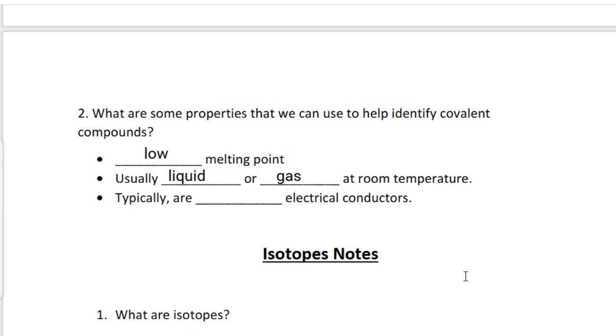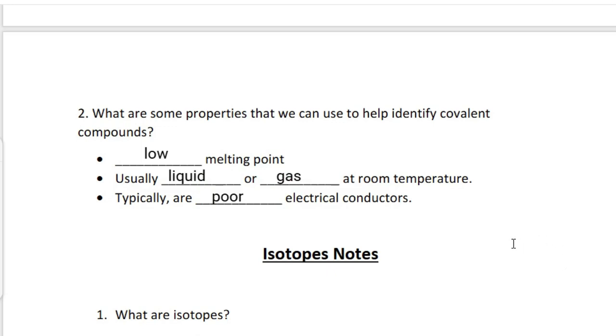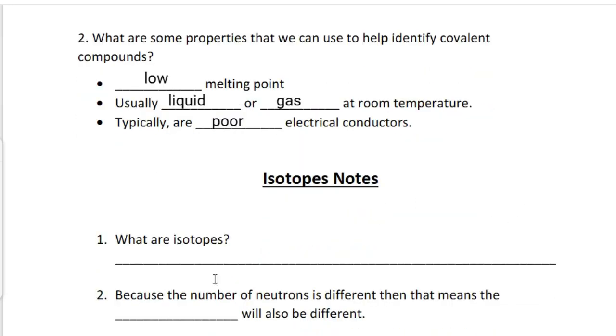And where ionic compounds typically conduct electricity, covalent compounds tend to be poor electrical conductors. They don't conduct electricity very well. Now again, these are just general characteristics. It's not going to apply to every single covalent compound out there, and it's not going to apply to every single ionic compound out there.